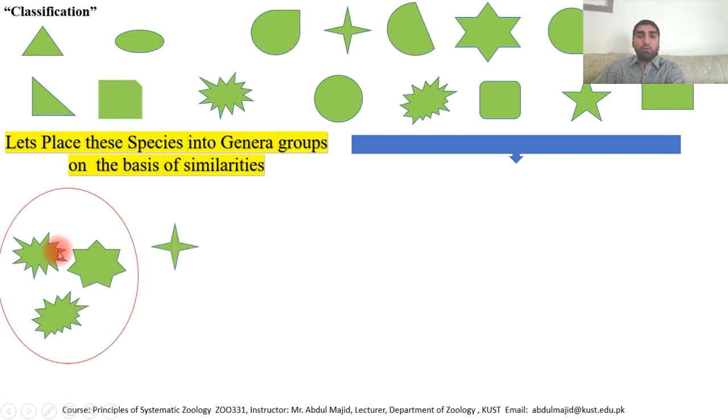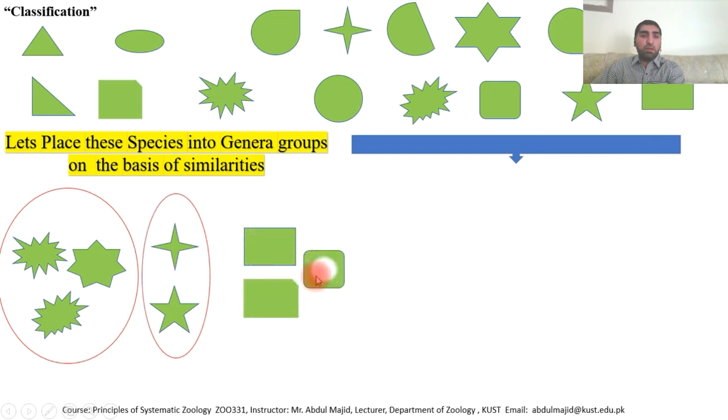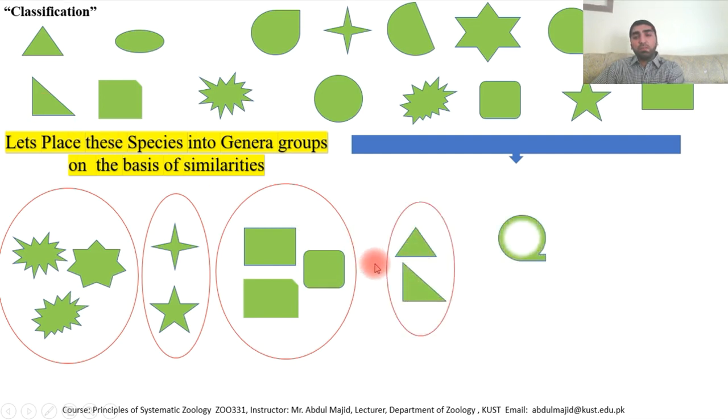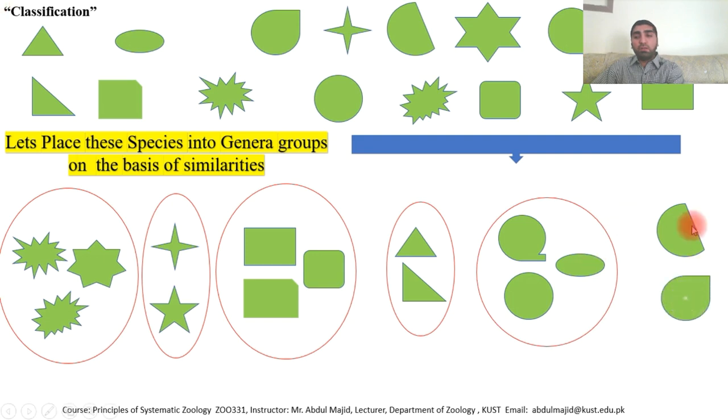Then we go for the other one, these two, because they have a bit of similarity with each other, so we place them in another group. And then we go for the rectangular one and we place them in another group. And then we go for the triangular one and we place them in another group. And then we go for the spherical one, so we place them in another group. And then we go for this one. These are not circles, okay? So we place them in another group. They are not circular, they are not rectangular, they are not triangular, they are not star shaped. They have a bit of a different form, so we place them in another group.